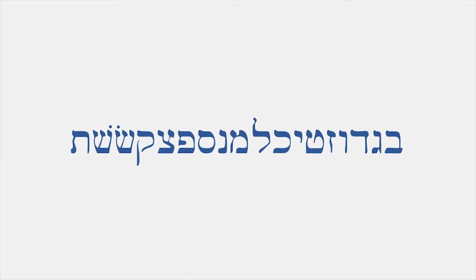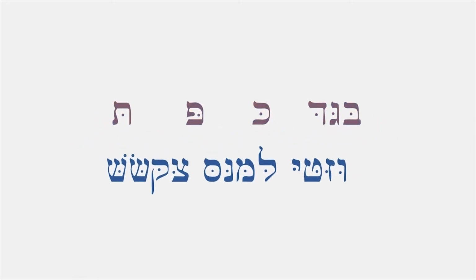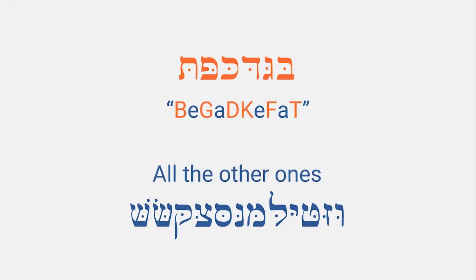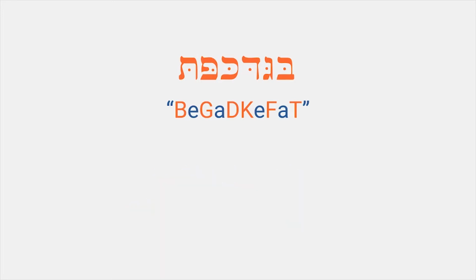All the other ones now can be divided in 2 types of letters. On the one hand we have the BeGaDKeFaT letters, and on the other hand we have all the other ones. The BeGaDKeFaT letters are Bet, Gimel, Dalet, Kaf, Pe, Tau. All of these can take a Dagesh Lene, and the Dagesh Lene makes the letter hard.